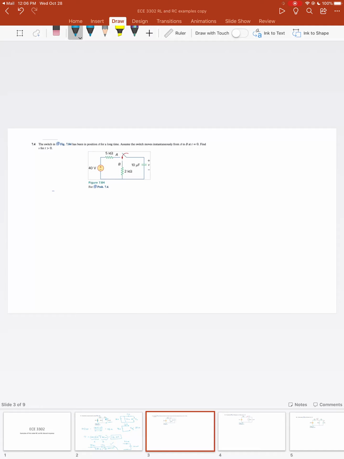Alright, let's look at the next problem. So this is a problem where we actually have a circuit with a switch. It says that it has been in position A for a long time. So what does that mean? That means that for t less than 0, the circuit looks like this.